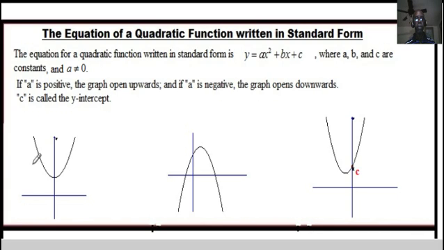If the a in the equation is a positive value, the graph opens upwards. So this parabola is showing the graph of a function which has a positive a value. If the a in the equation is negative, then the graph opens downwards. This graph is showing a quadratic function which has a negative a value. Then the c in the equation is called the y-intercept. This is where the curve passes through the y-axis. So, let us look at a demonstration showing how a, b, and c affect the parabola.